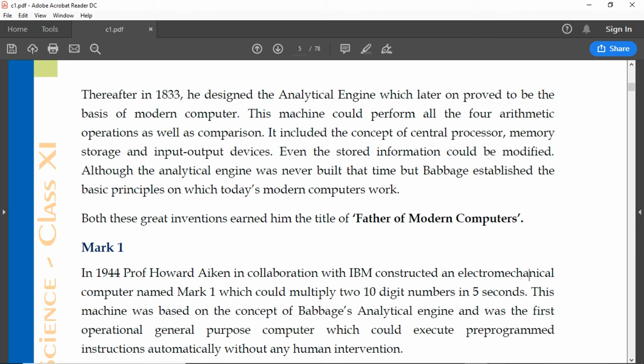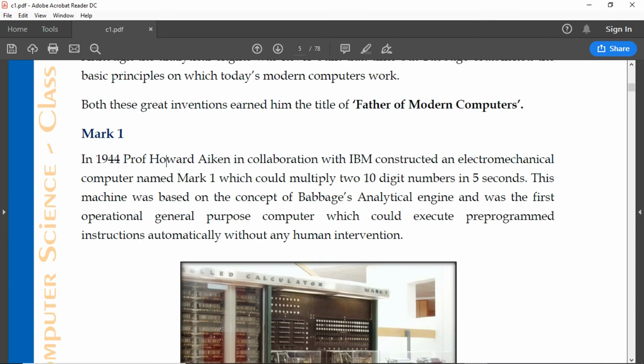Although the analytical engine was never built at that time, Babbage established the basic principles on which today's modern computers work. Both these great inventions earned him the title of Father of Modern Computers.